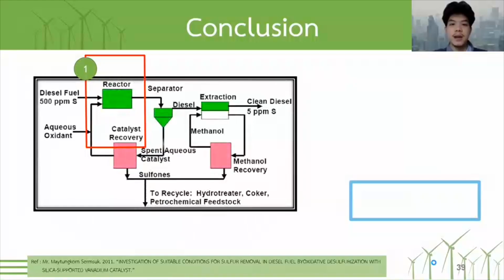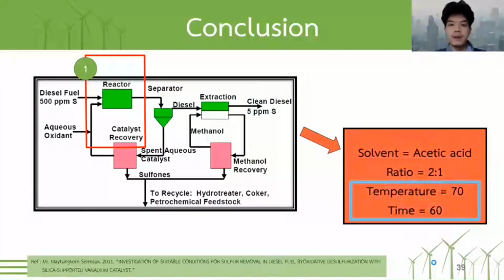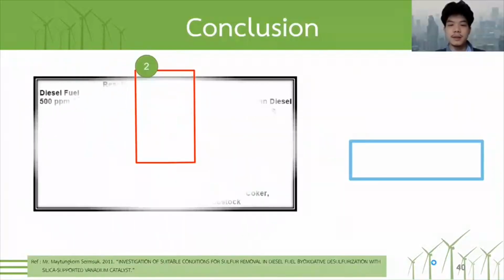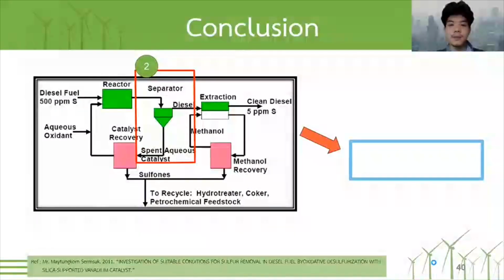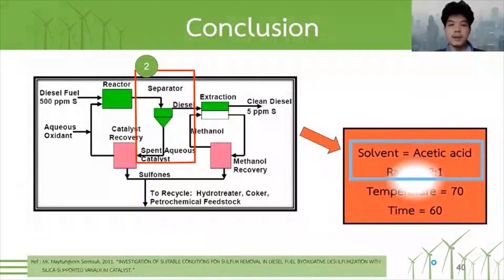And then if we take a look at each part of the process, first we feed diesel fuel and aqueous oxidant to the reactor and make them react with each other for about 60 minutes, controlling the temperature at 70 Celsius, in order to reduce the sulfur in our final product. Next, the product from the reactor is mixed with the solvent, acetic acid, in the ratio of 2:1.